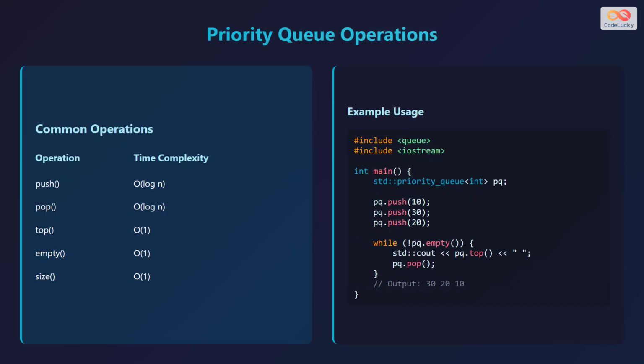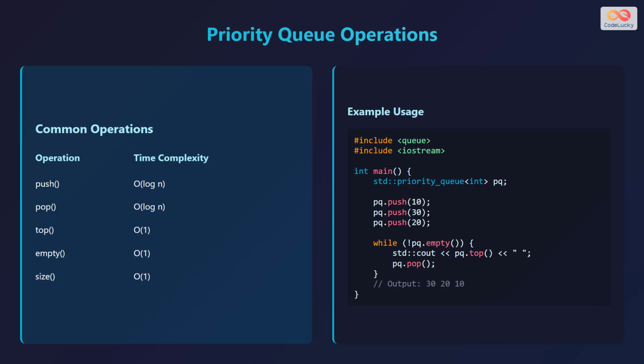Priority queues support several common operations, each with its own time complexity. The push operation, which adds an element to the queue, has a time complexity of big O log n, where n is the number of elements in the queue. Similarly, the pop operation, which removes the highest priority element, also has a time complexity of big O log n.